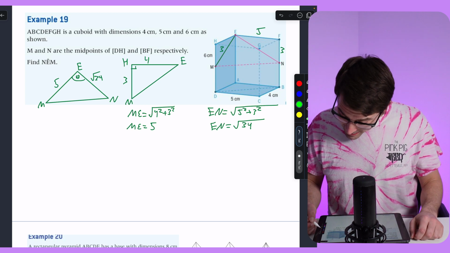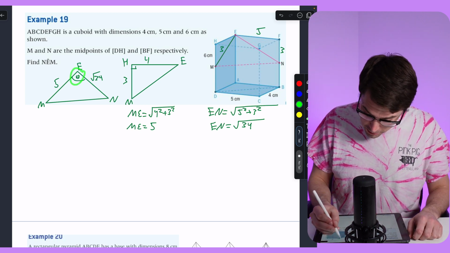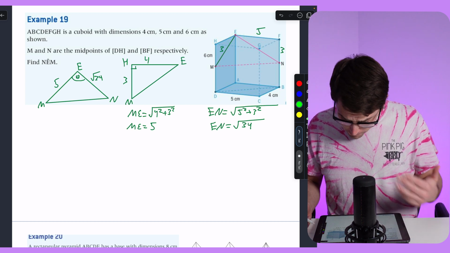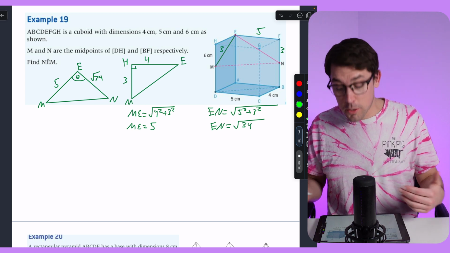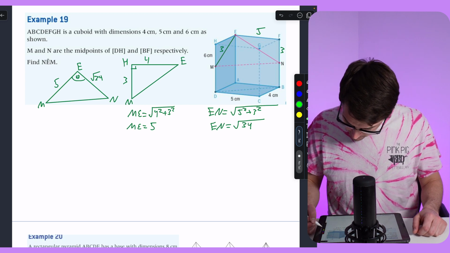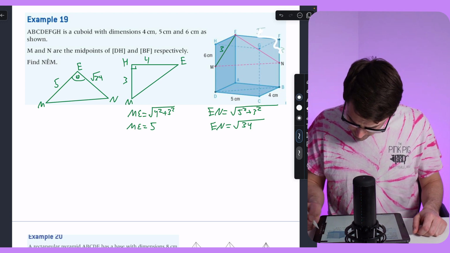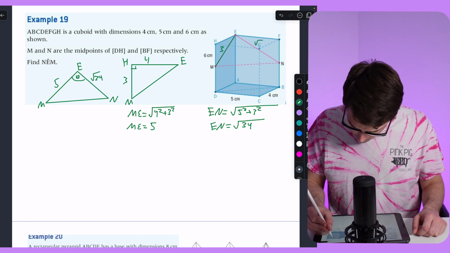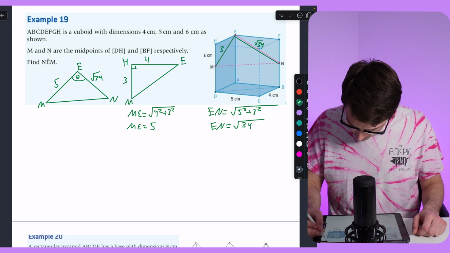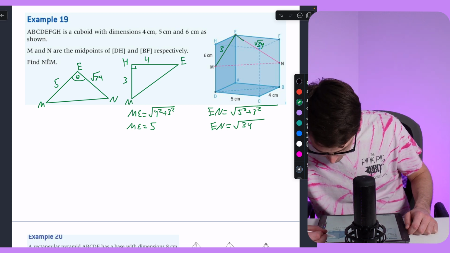So now I can't say that this is a 90-degree angle because there's nothing indicating that. And based off the way that I approached the other triangles, I was able to figure out that this is 3. And if I clean up just a little bit more, this right here would be the root of 34 going down like that. I know that EN is going to be going down just like that.